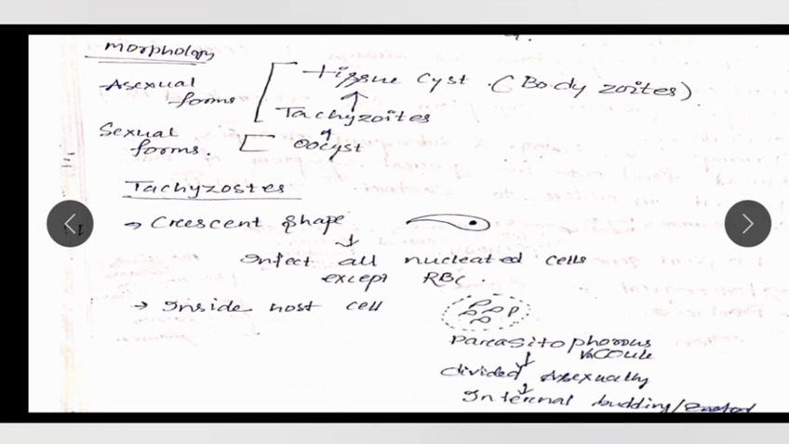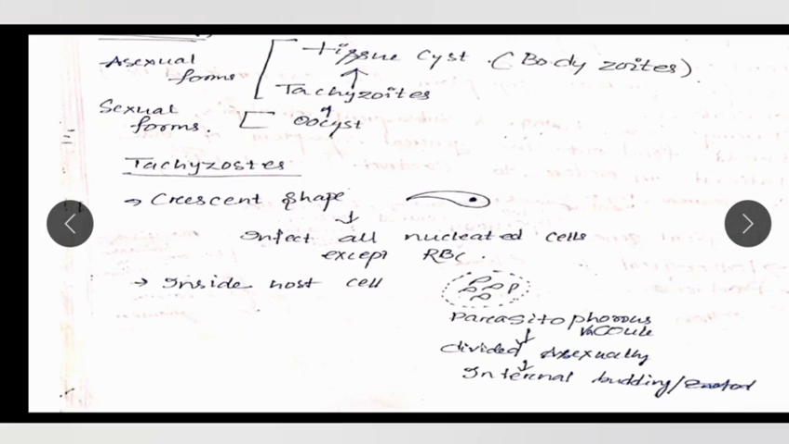Now we discuss the stages one by one. The tachyzoite is crescent in shape and infects all nucleated cells except RBCs. So inside the host cell, what does it cause? It causes parasitophorous vacuole formation by dividing asexually and forming the internal bodies. So this is the picture of the tachyzoites.